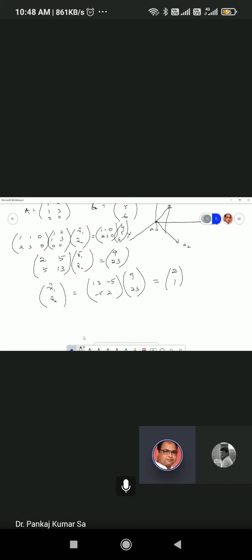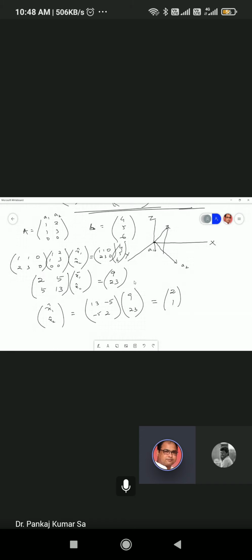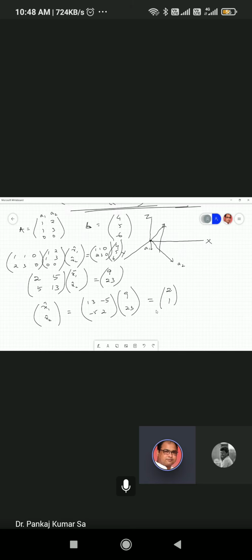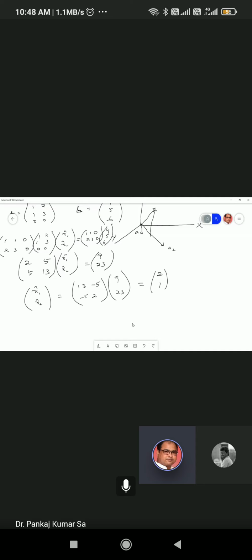Now 4, 5, 6. That is what I told you actually. When this B vector is projected onto the XY plane, 4, 5, 6 is the vector. When it is projected onto the xy plane, this becomes 4 5. So the projection would be 4 5. Now we have x1, x2 as 2 1. Now there is another component 6. That is what our error is actually.